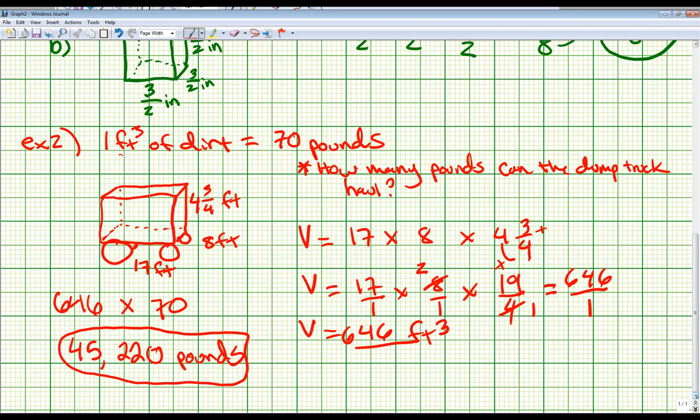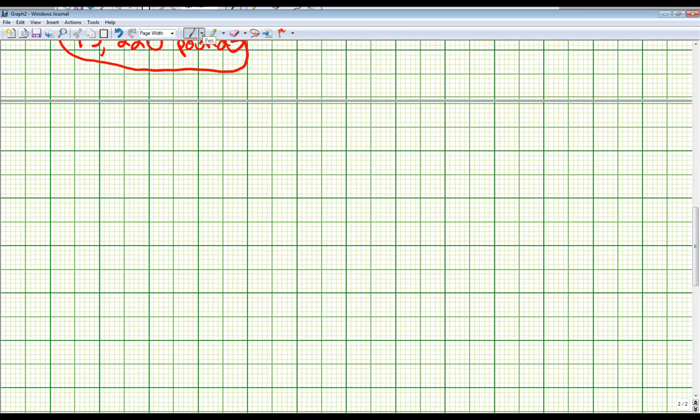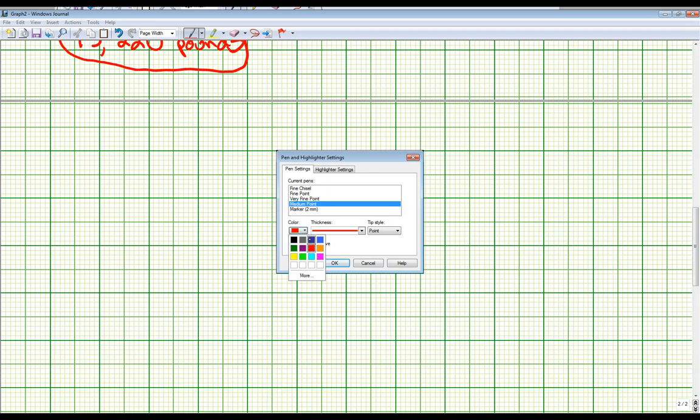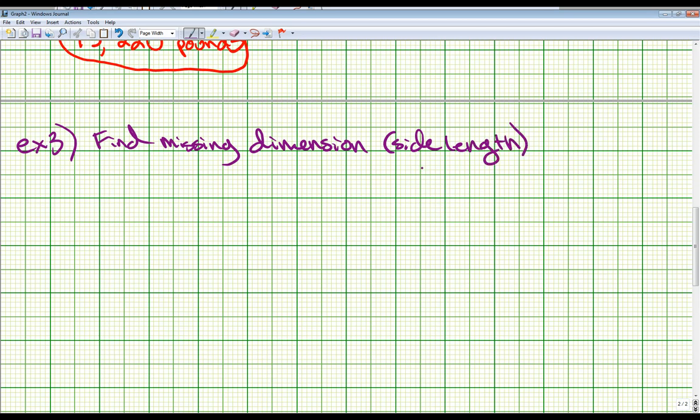We've got one more example, another one in a real life context. So example 3, we'll switch colors here. And this one says finding a missing dimension of a rectangular prism. So I'm going to put find missing dimension. And a dimension is basically like a side length. So if you see that on a test or on an assignment, dimension, it's just your length, your width, or your height. It says write and solve an equation to find the height of the computer tower.